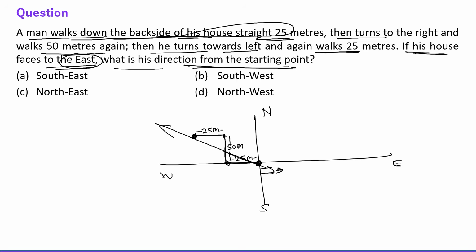So the question is, what is his direction from the starting point? So his direction is what? Northwest. This is northwest. D option is the right choice. His direction is northwest. Now let's move to the other question.